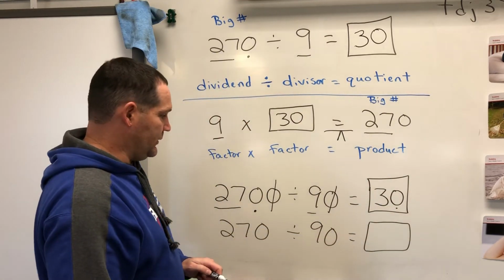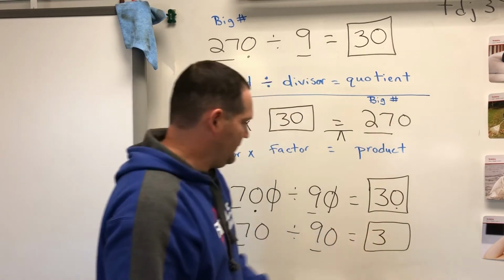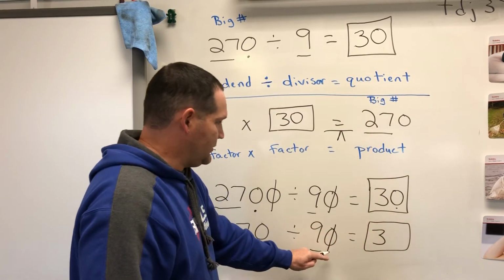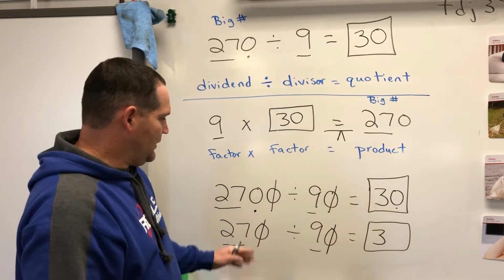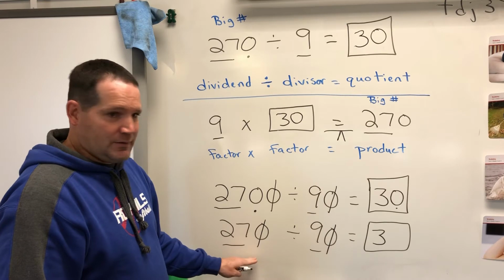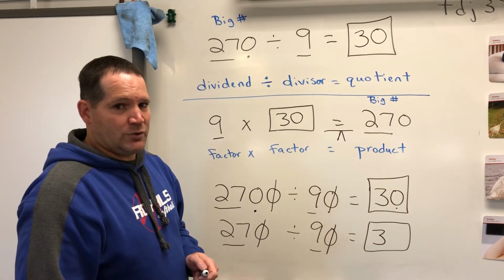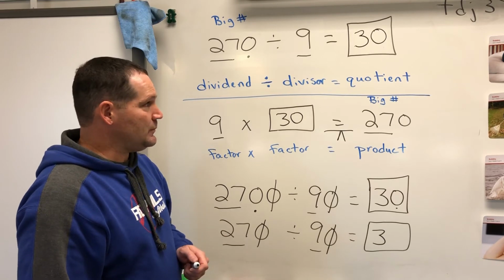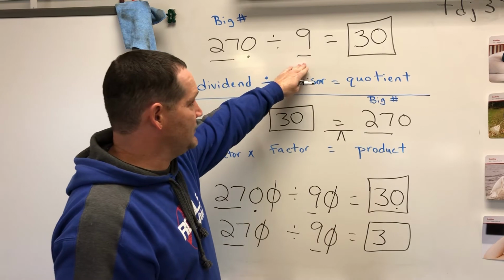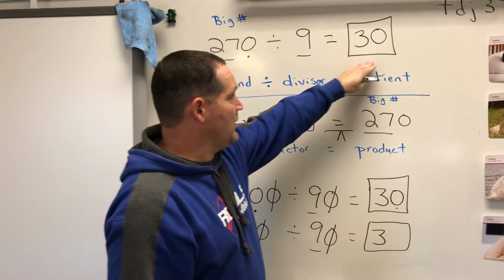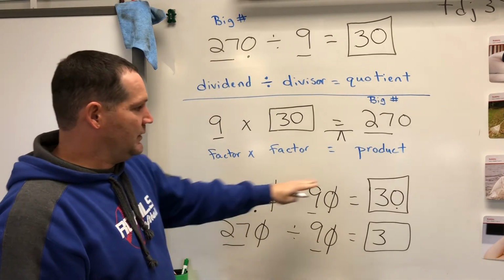Let's look at another one. 27 divided by 9 is 3. I'm going to cancel the 0 from my divisor. I'm going to cancel the 0 from my dividend. Are there any zeros left in my dividend? There are not. Therefore, there are no zeros in my quotient. Okay? So, dividend divided by divisor equals quotient. That big number always has to come first when I divide, and they will cancel.